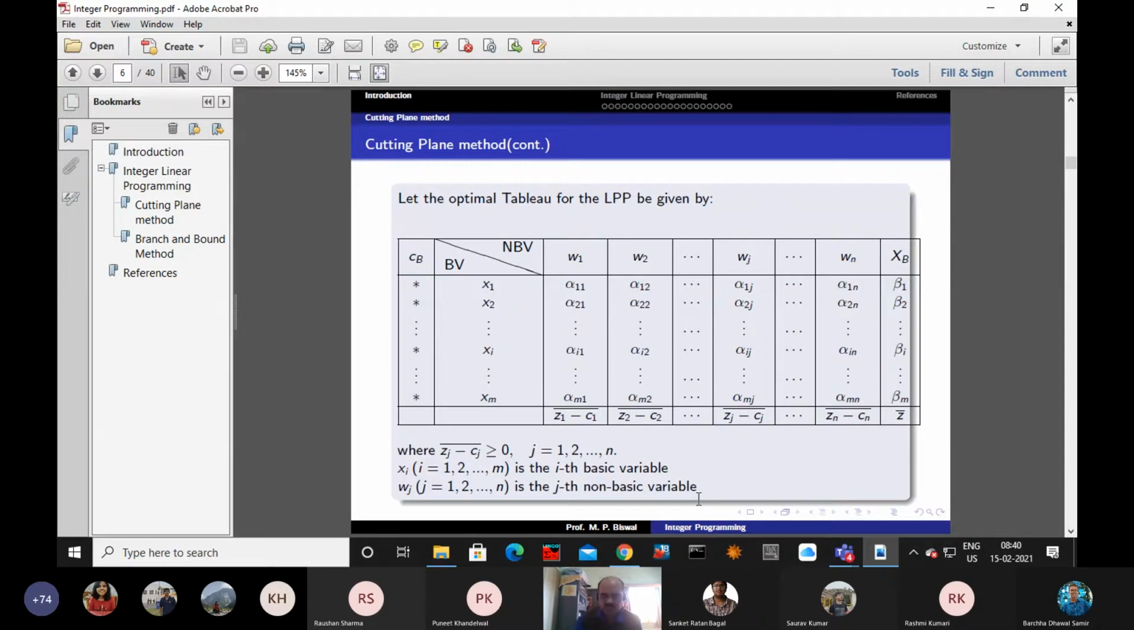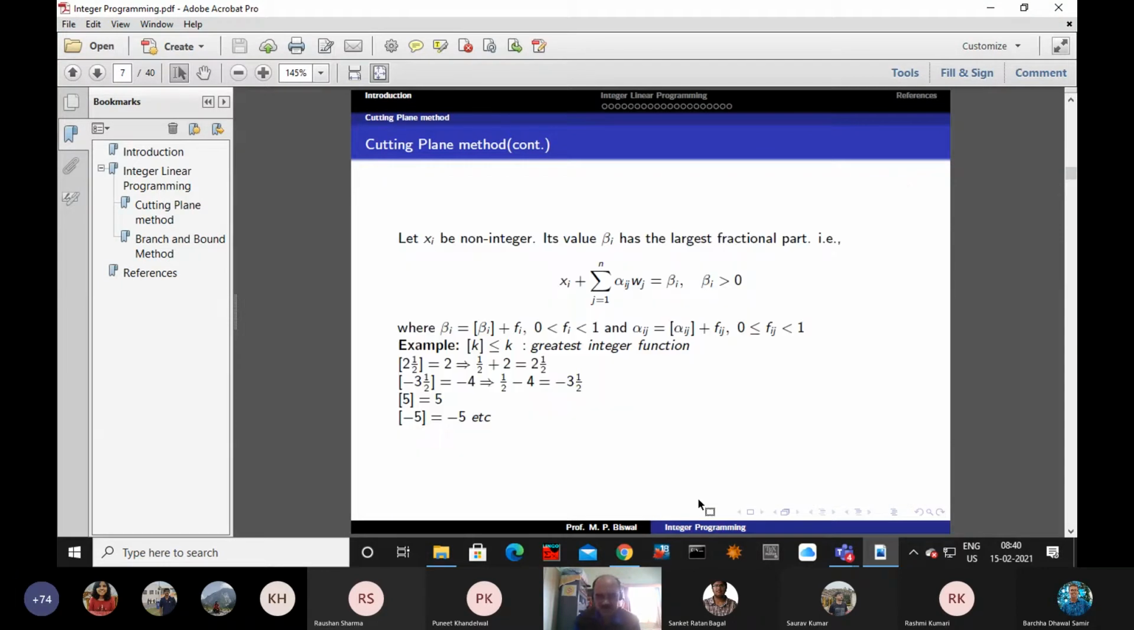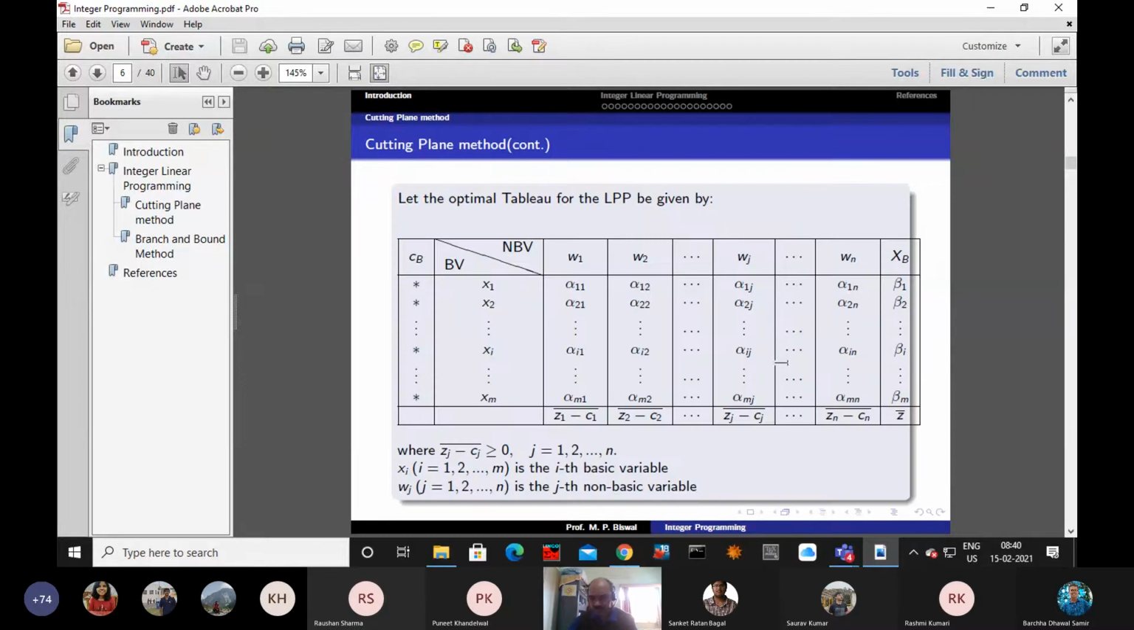With respect to this table, among beta 1, beta 2 up to beta m, I am considering the ith basic variable. What is the ith basic variable? xi. What is its value? It is beta i, that is non-integer. Non-integer means it has an integral part and a fractional part. Why are you considering it like this? Let us consider that the ith basic variable is non-integer.